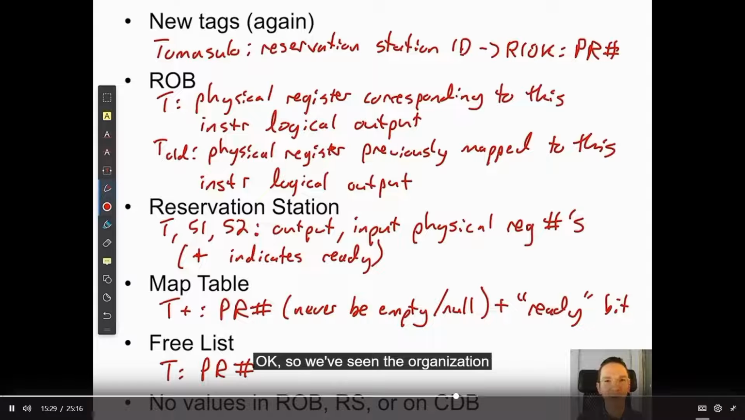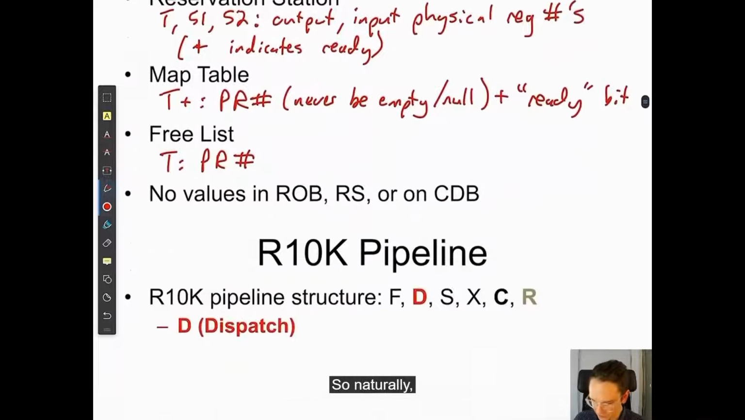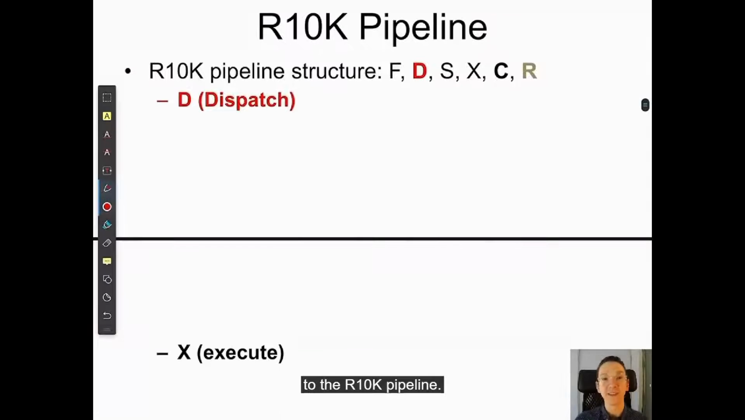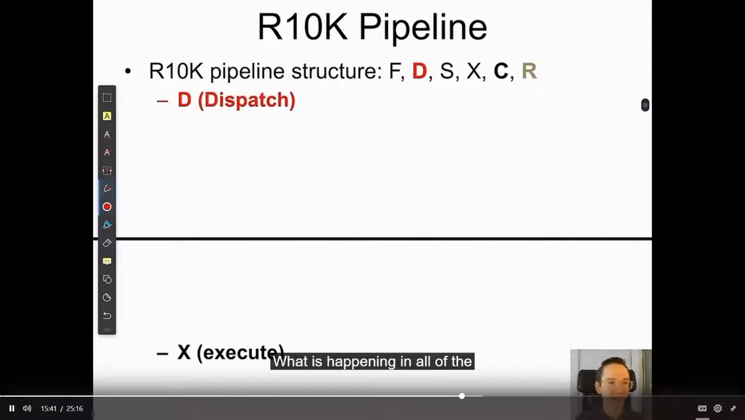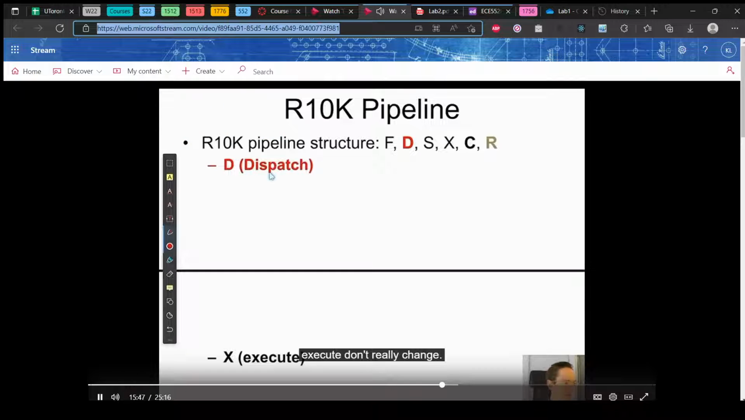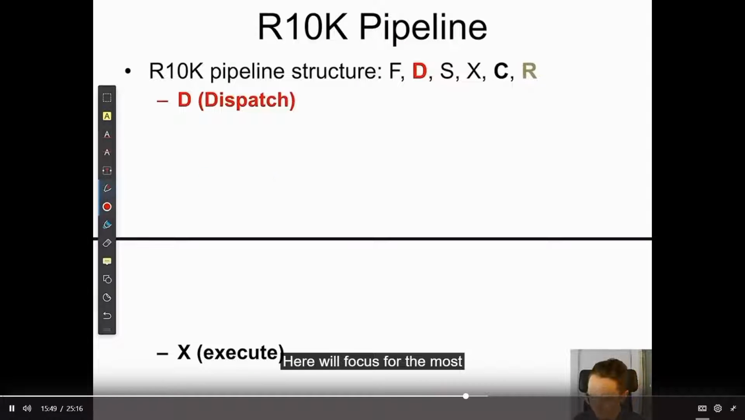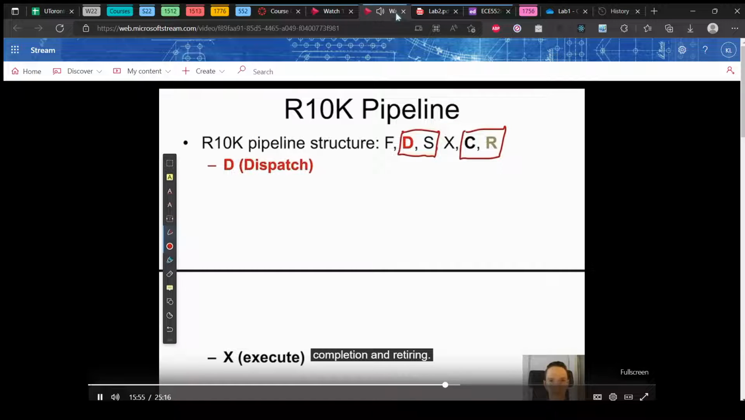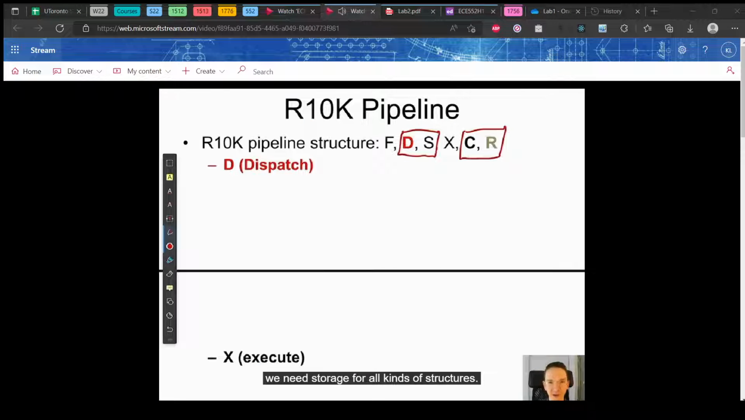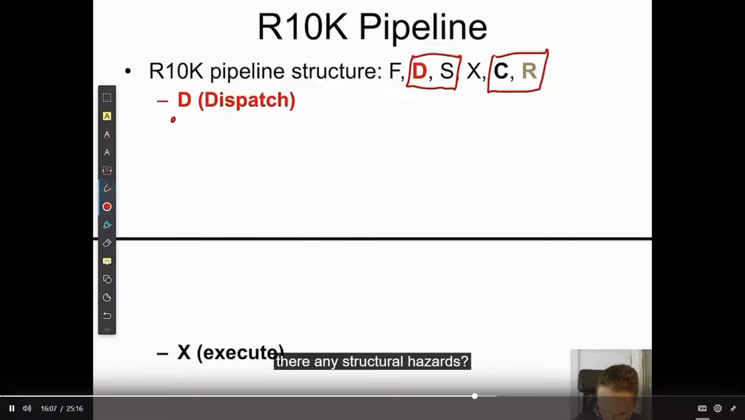Okay, so we've seen the organization of the R10K and the definition of the data structures. So naturally, let's move to the algorithm, to the R10K pipeline. What is happening in all of the stages? Well, notably, fetch and execute don't really change. Here we'll focus for the most part on dispatch and issue, and completion and retiring. Let's start with the dispatch stage. What do we need? At the very least, we need storage for all kinds of structures. So first, we have to check, are there any structural hazards?